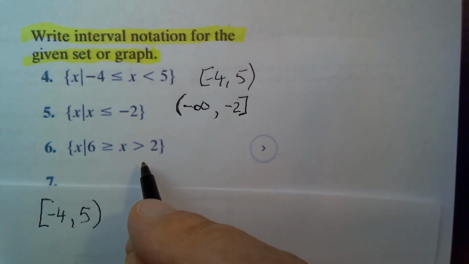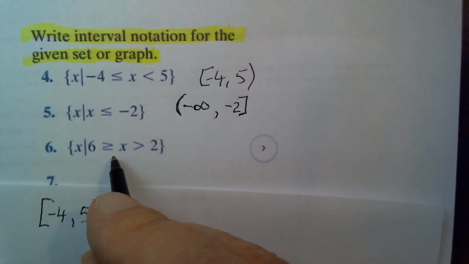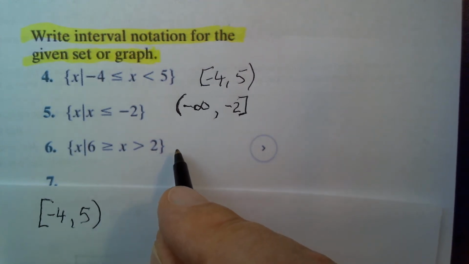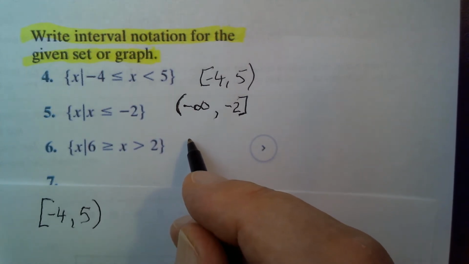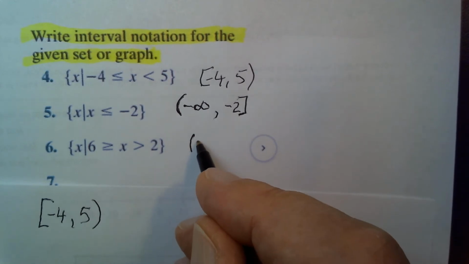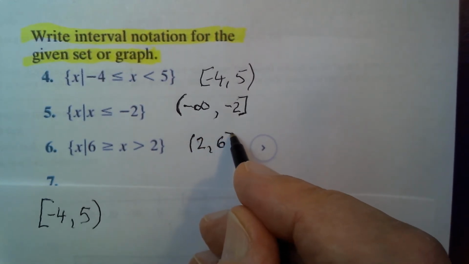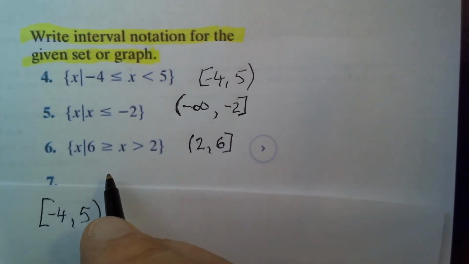So here, the number 6, we have the set of all x such that 6 is greater than or equal to x greater than 2. So what might that look like? Well, there would simply be the interval from 2 to 6, where 6 is included, because we have a greater than or equal, so the equal sign there.